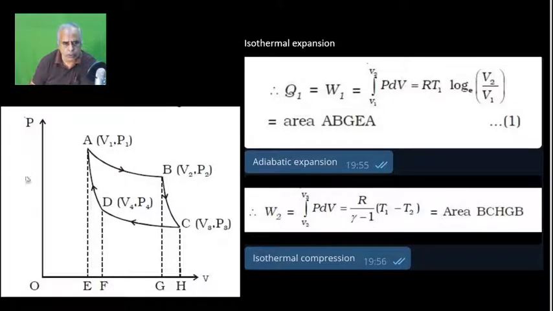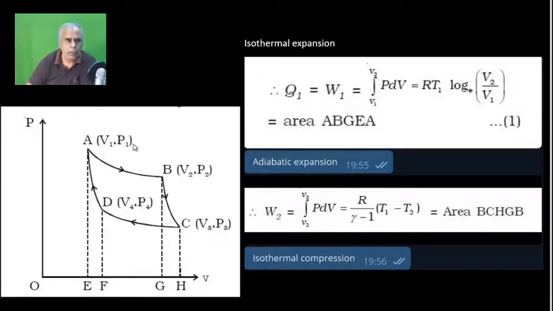Now let us look at the graph. That is when I keep the piston and barrel assembly on the source. So I did the expansion, that is isothermal expansion, A to B. So when I do this, what happens? Pressure comes down, volume increases. Are you able to follow? So this is the direction.